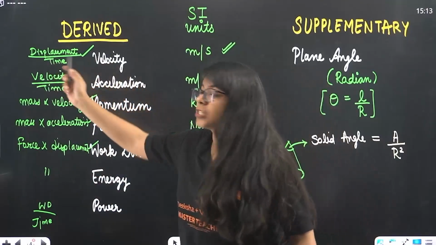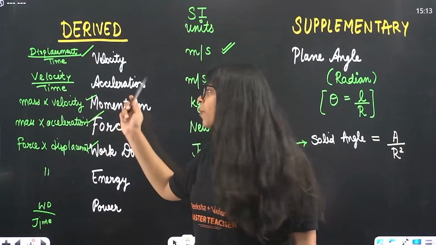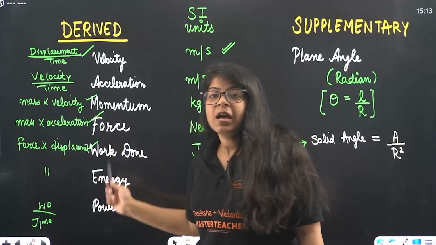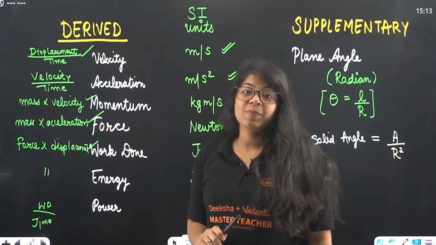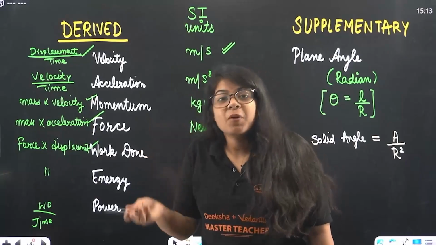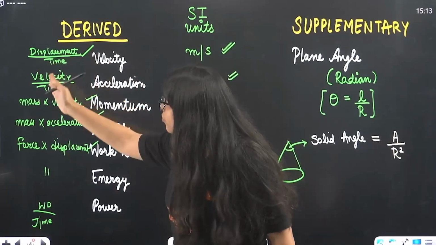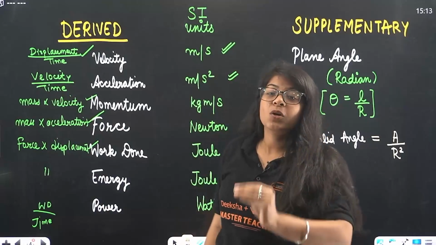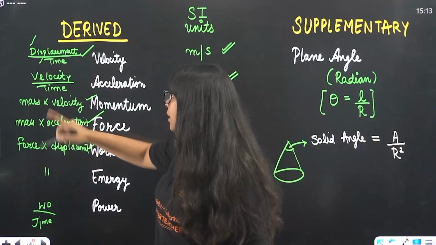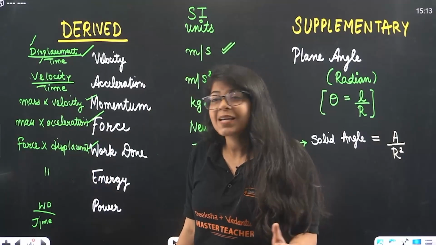Velocity is written as displacement upon time. Acceleration is made up of velocity and time. Momentum is made up of mass and velocity. Force is made up of mass and acceleration. Work done is made up of force and displacement. Power is made up of work done and time. So all these can be broken down or reversed. All these are derived from these fundamental quantities. See, displacement is fundamental, time is fundamental, but velocity is not fundamental.